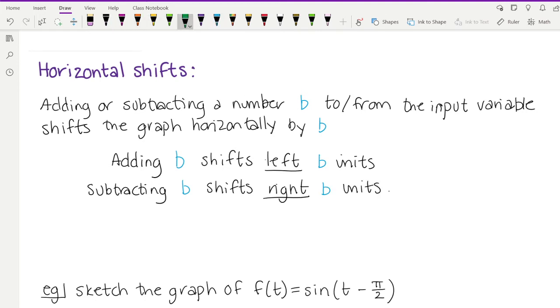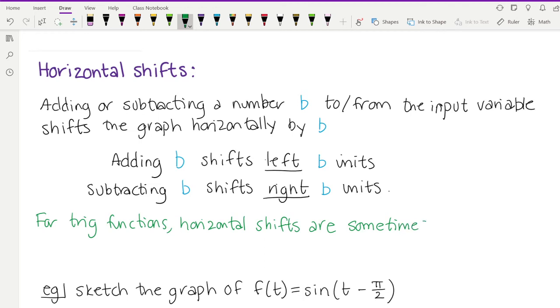And one other thing that is kind of useful to know here is that in the context of trigonometric functions, horizontal shifts are often referred to as phase shifts. So for trigonometric functions, horizontal shifts are sometimes called phase shifts. So if you see the word phase shift, that just is another way of saying a horizontal shift.